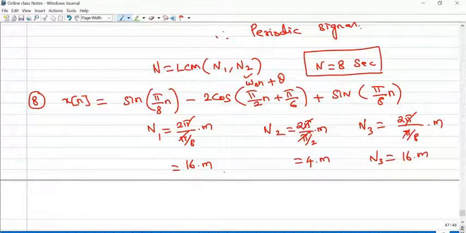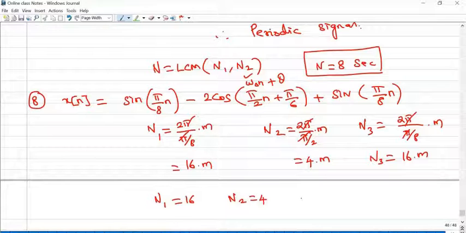So in all these N1, N2, N3, smallest positive integer m is 1 only. So 1 into 16, 1 into 4, 1 into 16. Because there is no denominator term. If denominator values are available, then we have to select m in such a way to cancel that denominator. So N1 equal to 16, N2 equal to 4, N3 equal to 16. Okay.